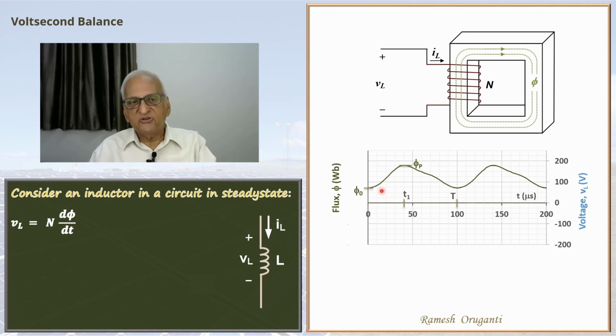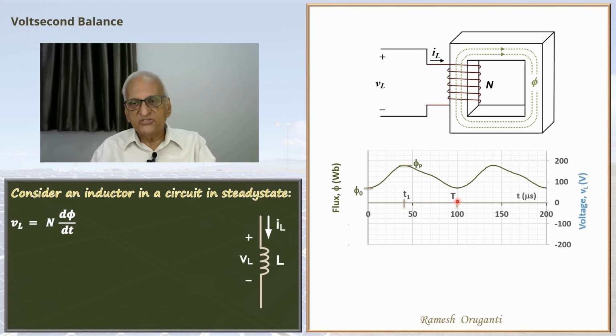The voltage will start from 0 here, reach a peak somewhere here, and return to 0 here, because the slope is once more 0 here. Between T1 and capital T, the slope is always negative, so the voltage VL will be negative. In addition, there is a small wiggle here, so that will introduce a wiggle in the voltage. The voltage will be 0 here.